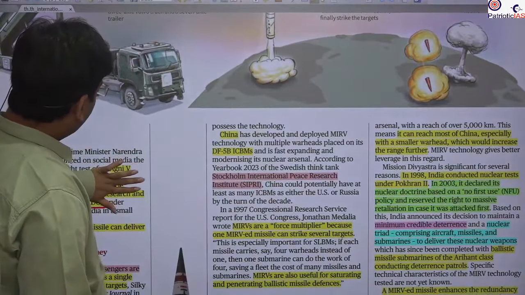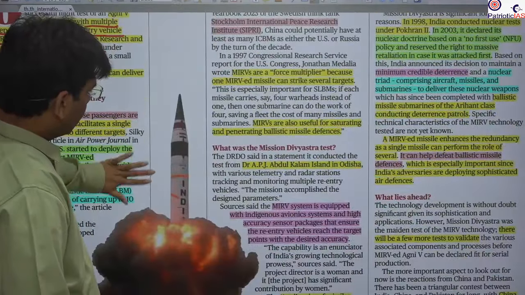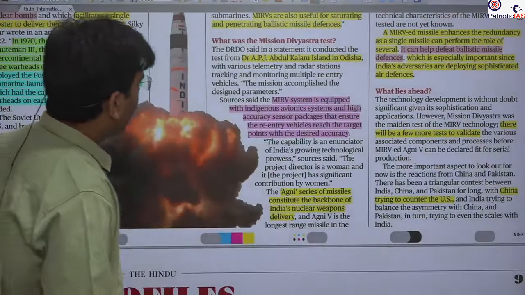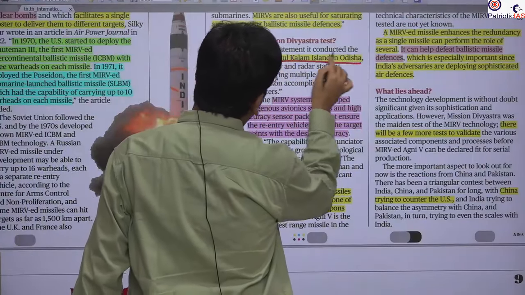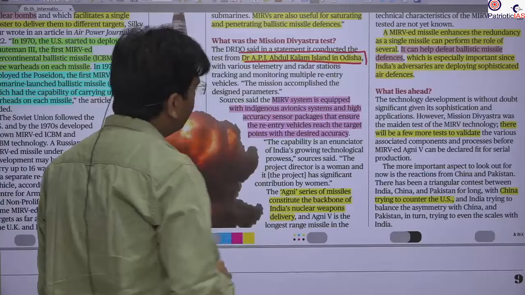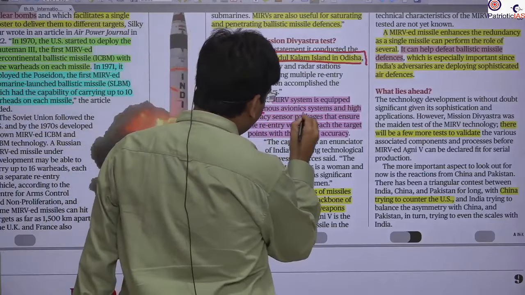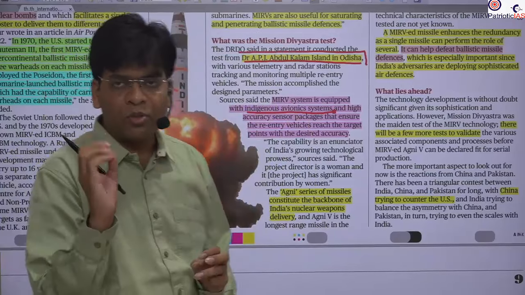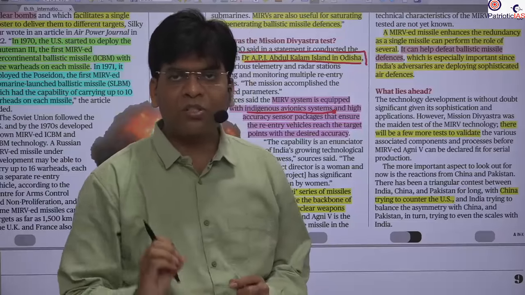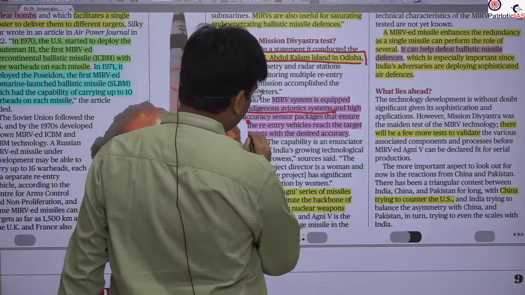This can be launched from a canister. This is known as the canister. Here it is given that the test has been done from the APJ Abdul Kalam Island, that is in Odisha. Please remember this for the state PCS. And this is equipped with an indigenous avionics system. This means a high level computer system, sensor system, and camera system are all part of this for high accuracy.